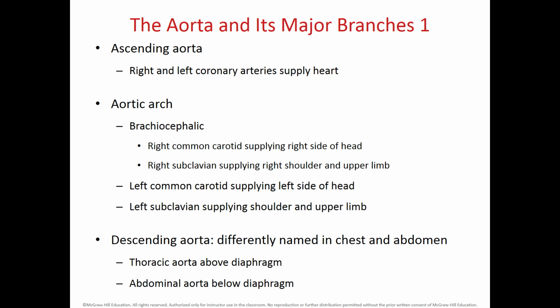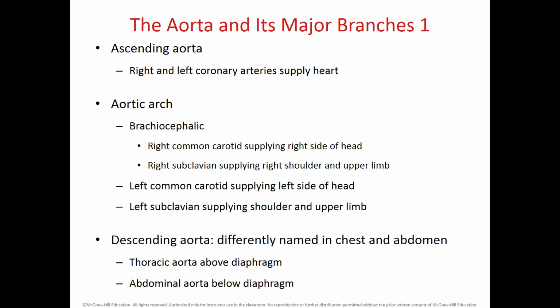So the ascending aorta will be the first part of the aorta that exits the left ventricle, and the branches of the ascending aorta on the right and the left are going to be the right and left coronary arteries. These coronary arteries are going to supply the heart. Now, as the aorta is going up, it's going to form an arc or arch, and this is going to be called the aortic arch. Now, the aortic arch is going to give three branches.